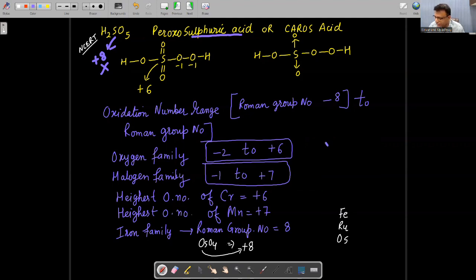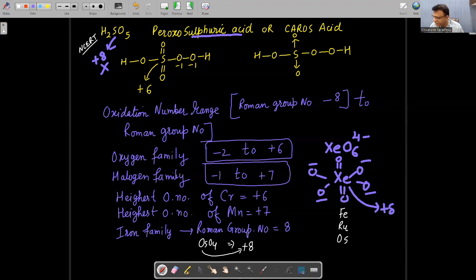Apart from that, xenon also can exist in +8 oxidation state in the XeO6 4- ion. We'll discuss the structure of this. This is the structure of the XeO6 4- ion, where xenon is present in +8 oxidation state. If you break all the bonds, xenon is present in +8 oxidation state, and it's a very good oxidizing agent. It can oxidize F- ion to fluorine. It is the only compound which can oxidize F- ion. Otherwise, F- ion cannot be oxidized.